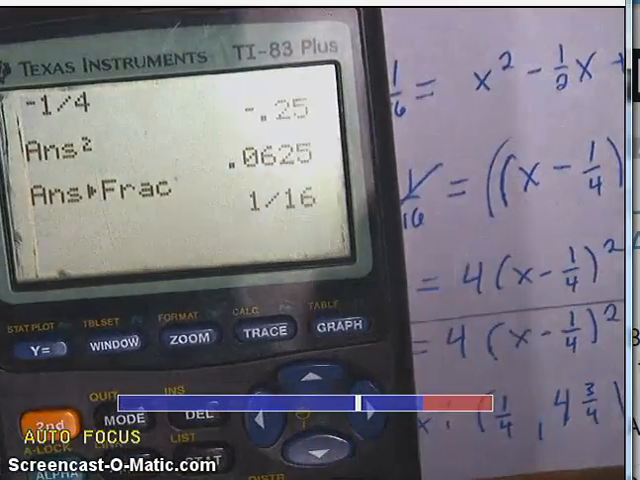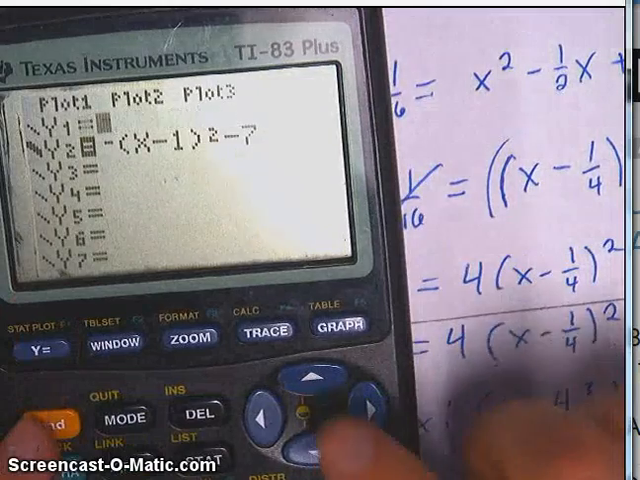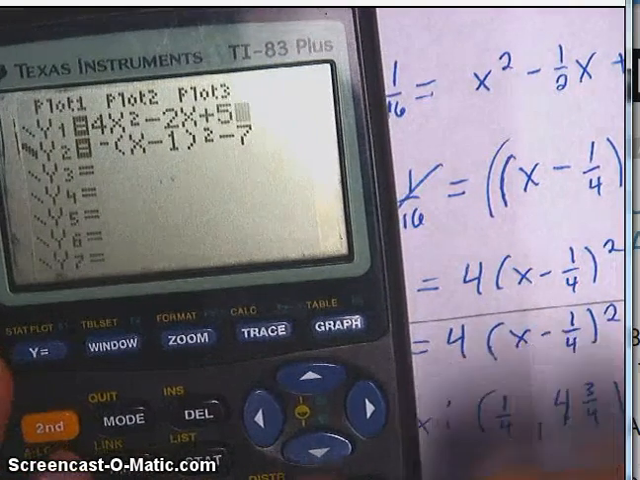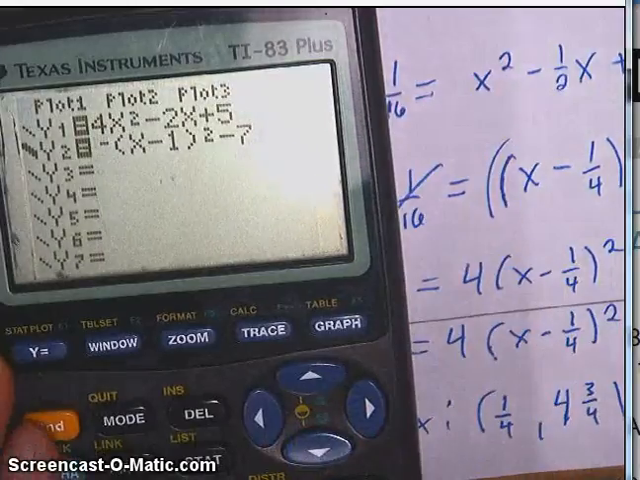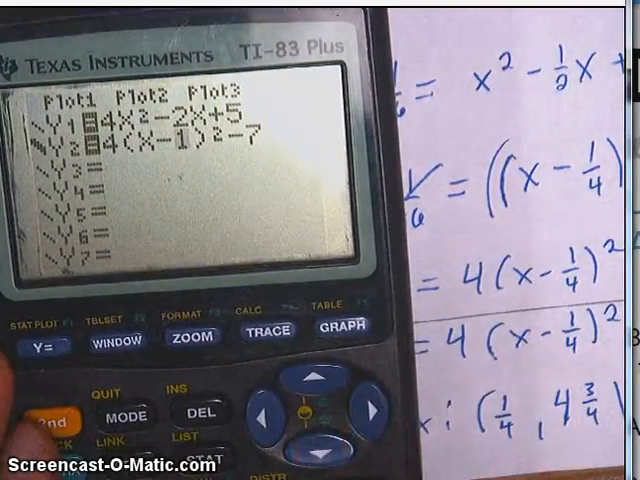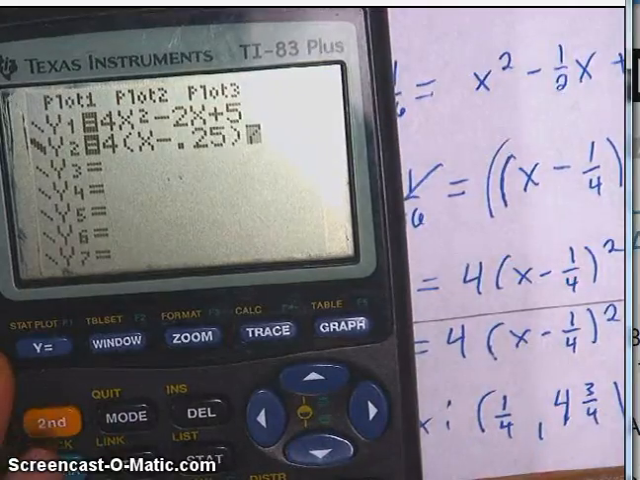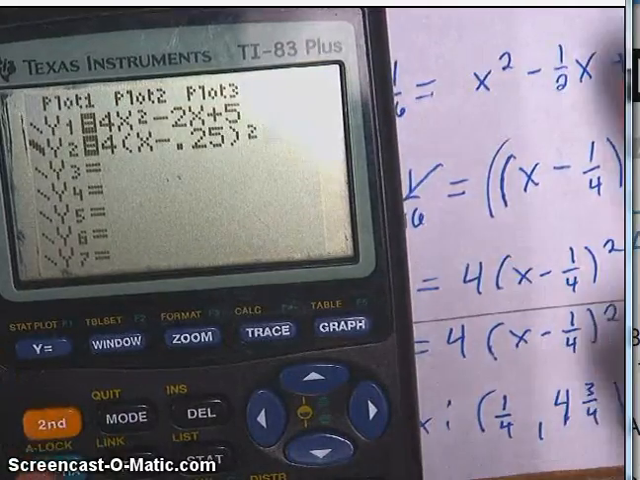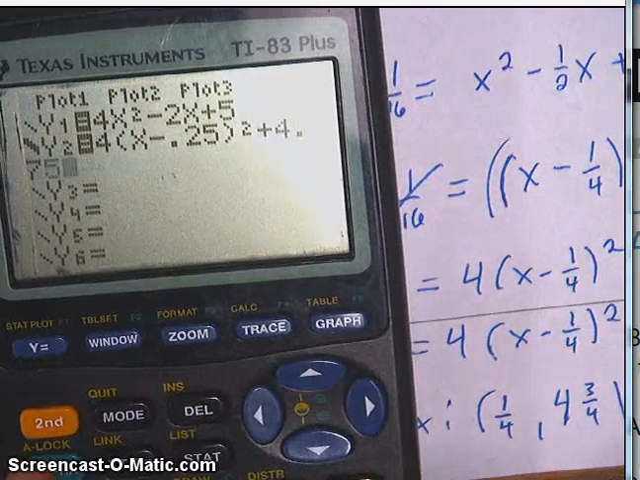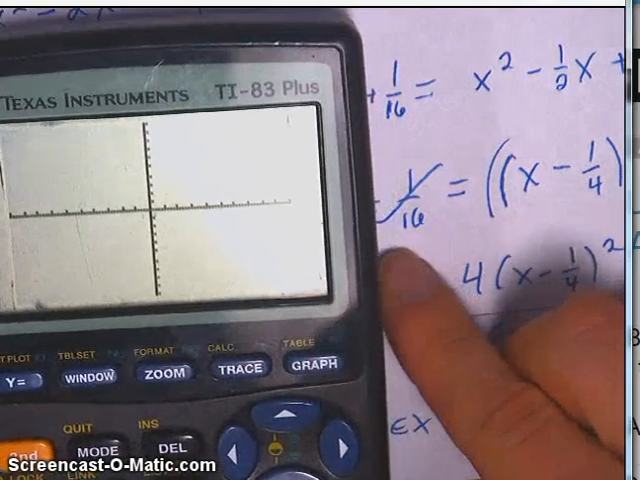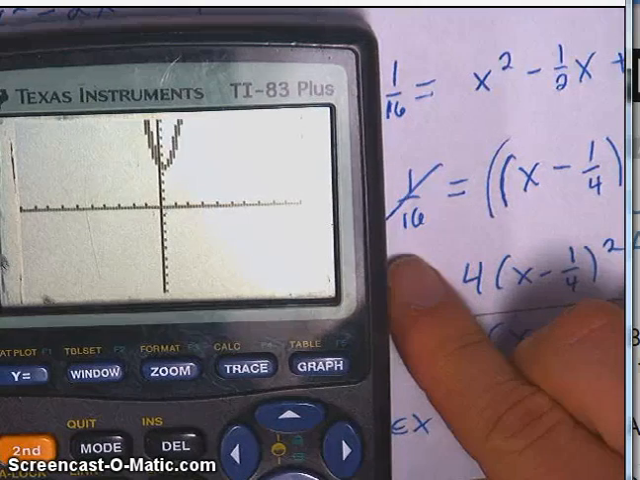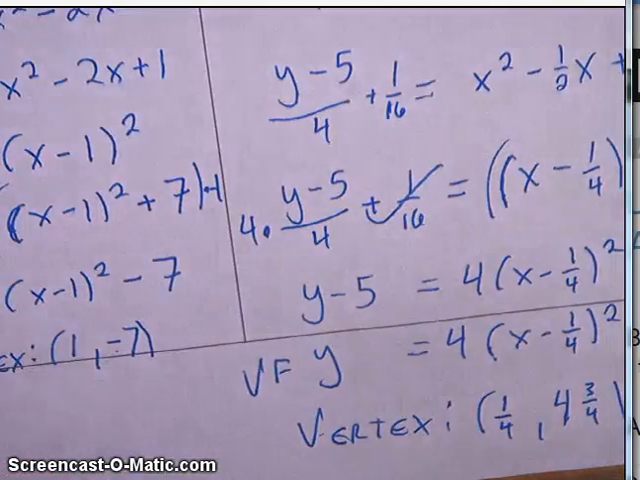So let's double check it. Let's go to y equals, we'll type in the standard form, which is 4x squared minus 2x plus 5. And the vertex form was 4 times x minus 1/4, I'm just going to make that 0.25, squared, plus 4 3/4, which is 4.75. So when I graph that, hopefully I just see one equation. There's one, and there's the other. So I know I've done it correctly.